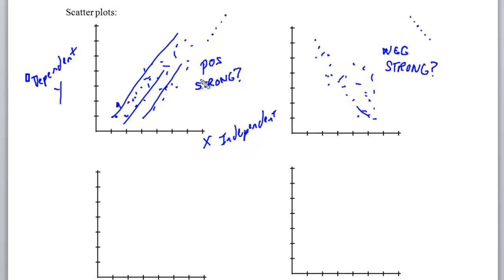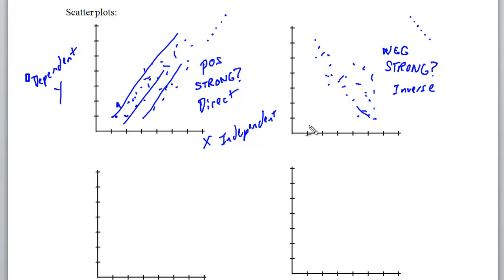So this is a positive correlation. This is a negative correlation. As I said before, this is a direct relationship. And the direct relationship means that as you do one thing, it directly affects the other in the same way. More homework, better grades.